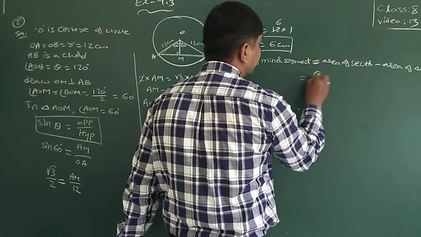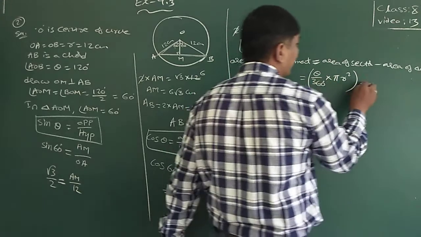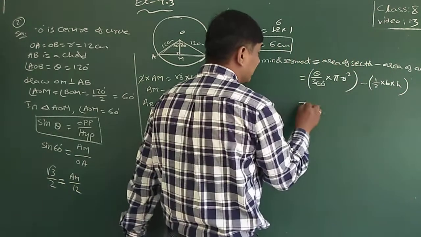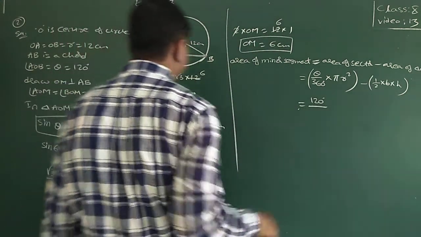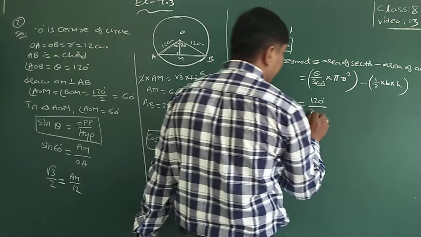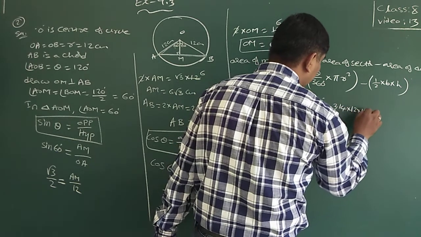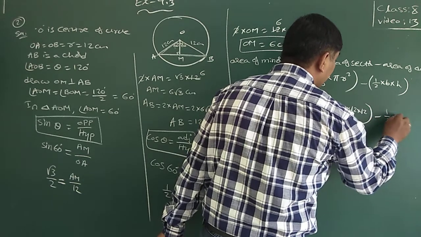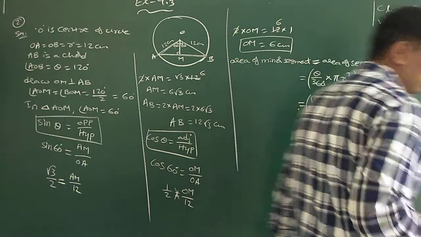So area of the sector is theta by 360 degrees into pi r square, minus half into base into height. Theta is 120. Theta means the complete angle you have to take. This angle bisector we took only to find the base and height. 120 by 360 into 3.14 into 12 into 12, minus half into 6 into 12 root 3. Is it visible to everyone?